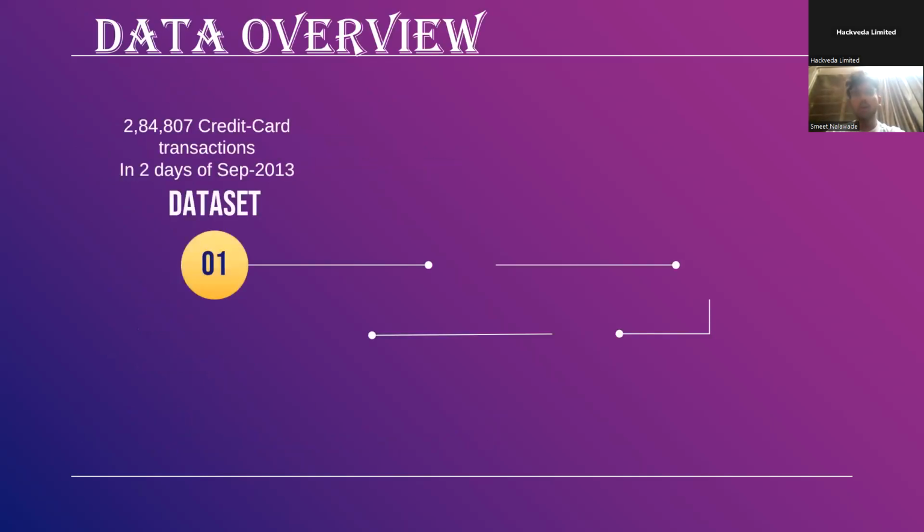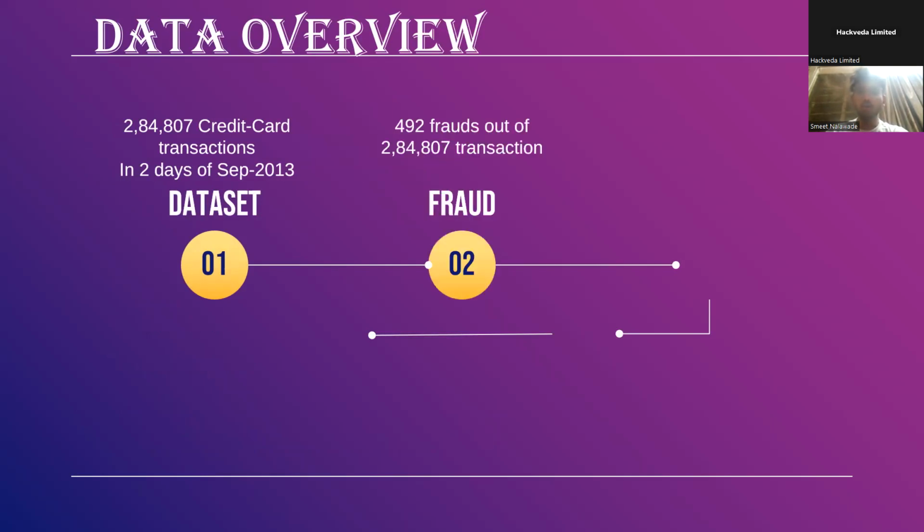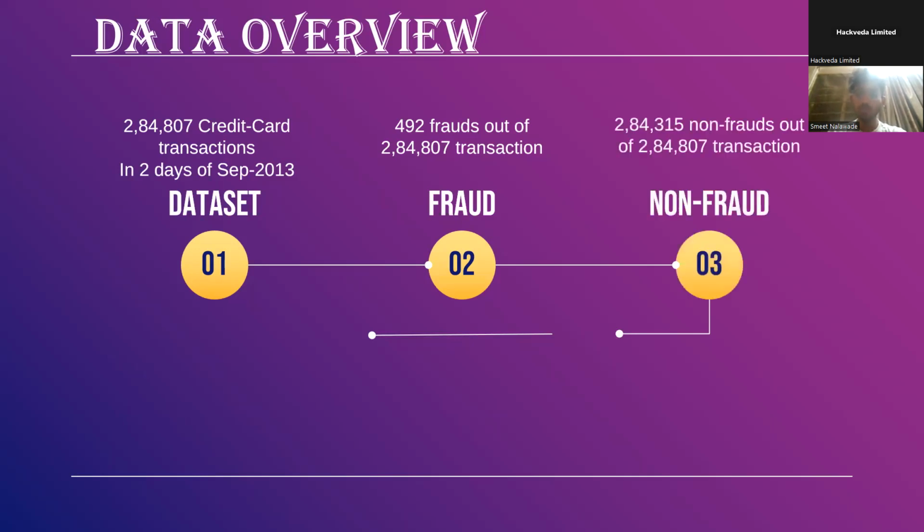So let's understand today's task with a flowchart. We have been provided a dataset which has credit card transactions, over 284,807 transactions done in 2 days of September 2013, out of which 492 were fraud transactions and the remaining were normal transactions. The non-fraudulent transactions were around 284,315.